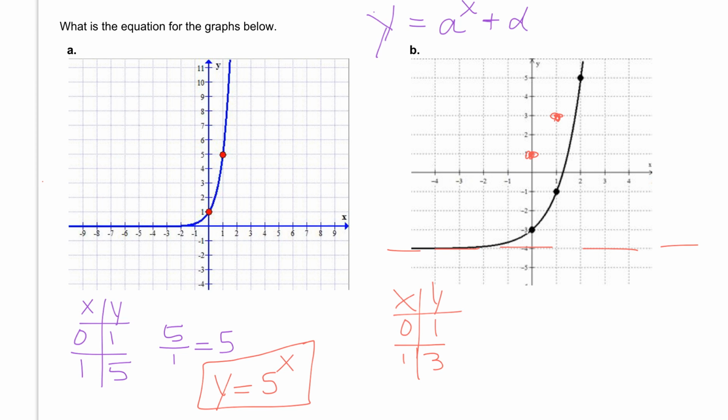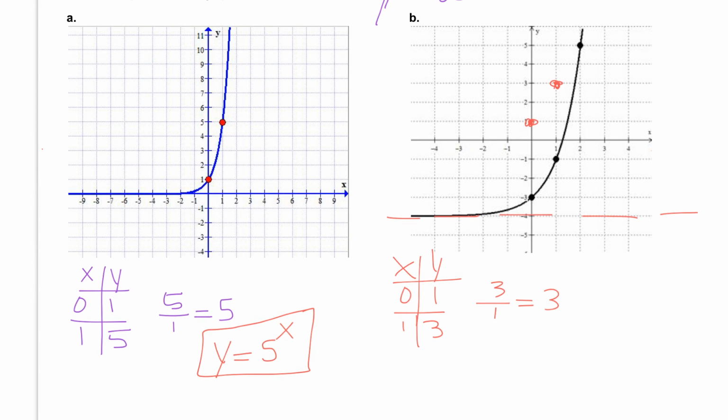So if we divide these out, 3 divided by 1 is equal to 3. So our equation is going to be y equals 3 to the x. And then remember, our asymptote is down here at -4, so we have a -4 at the end of it.